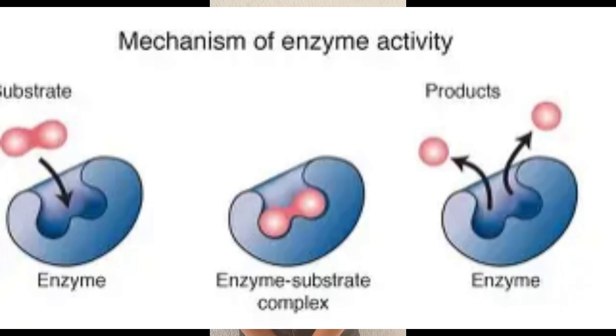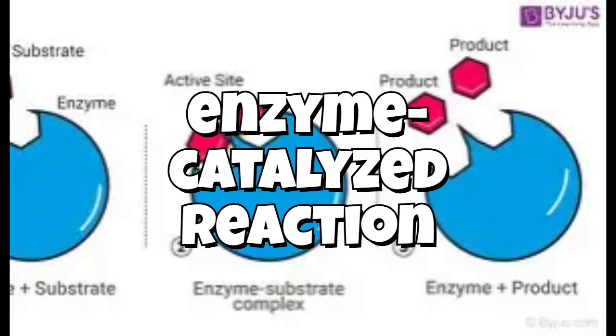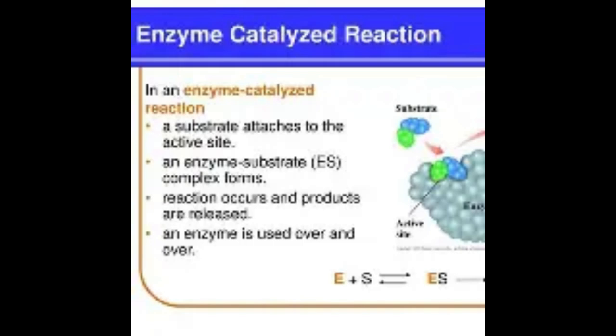Enzymes, proteins that speed up chemical reactions without being consumed. They lower the energy required for a reaction to occur. An enzyme catalyzes a reaction: the enzyme binds the substrate, helps transform it, and releases the product. It is highly specific and can be regulated.